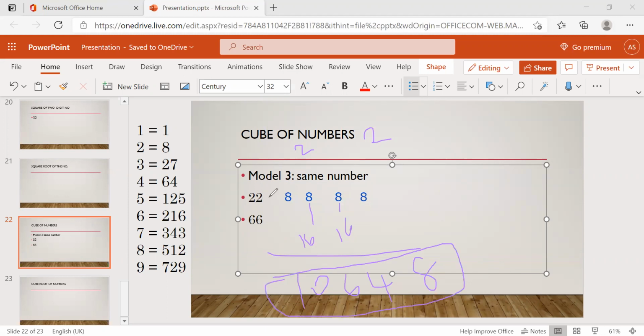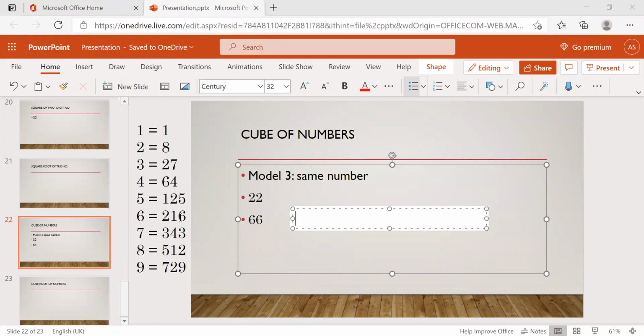If the double-digit number is there, just take one number, cube it. 2 cube, 2 cube, 2 cube, 2 cube. And then we'll check with another example, also with a 6. So what's the 6 cube? We need to know first of all. 216, 216, 216, 216, 216. So I'm writing 4 times.